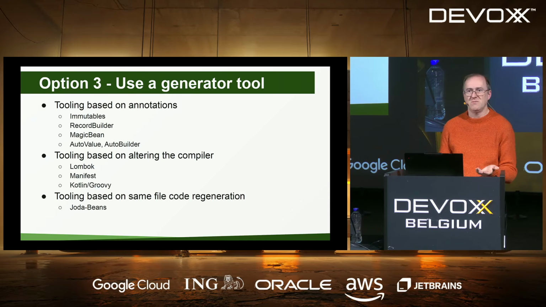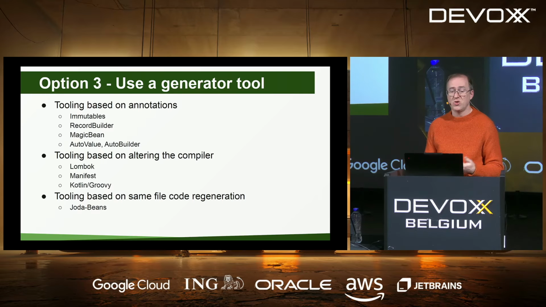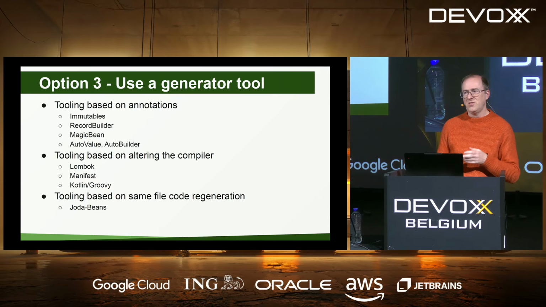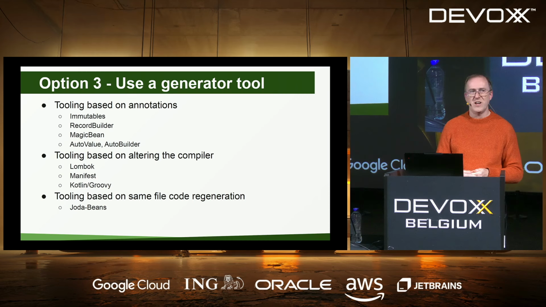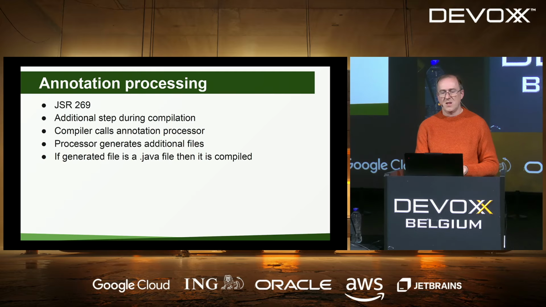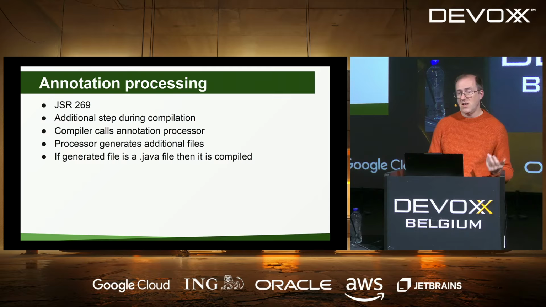So the third approach, which is what we're talking about here, is code generation tools. So there's 3 groups. The first is tooling based on annotations. The second is tooling based on altering the compiler. And the third is same file code regeneration, which is Joda Beans. So I think it's kind of unique, Joda Beans, but I will go through a few other tools just for comparison. So annotation processing is this JSR, and it's this extra step that occurs during compilation.